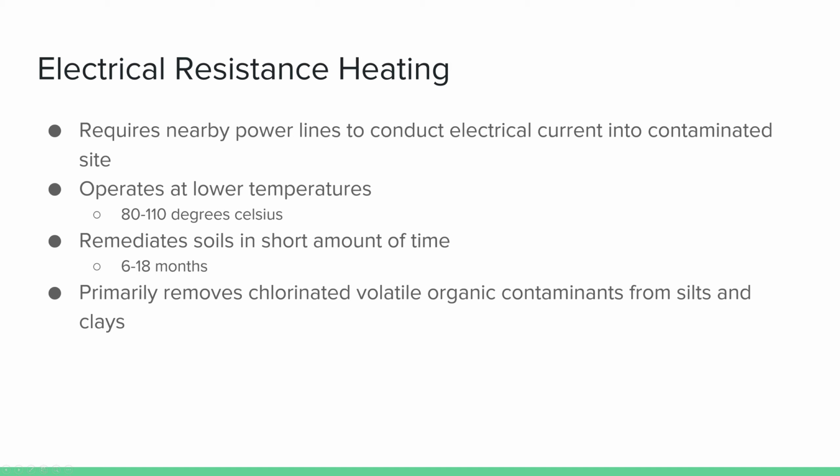These technologies also operate at lower temperatures than conductive heating, at approximately 80 to 110 degrees Celsius, where the volatile chemicals are vaporized and extracted through the recovery wells. Because the heating is limited to the boiling point of water, once the water has boiled off, electrical conductivity becomes negligible. This process can be carried out in very short time frames, typically somewhere from 6 to 18 months, in order to meet the remediation standards set by the client.